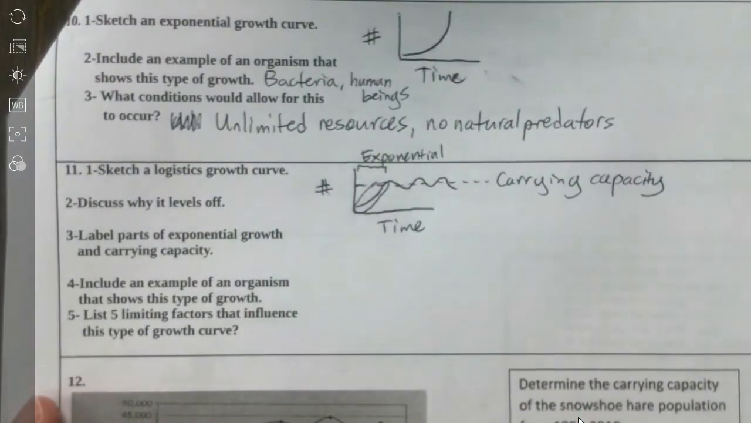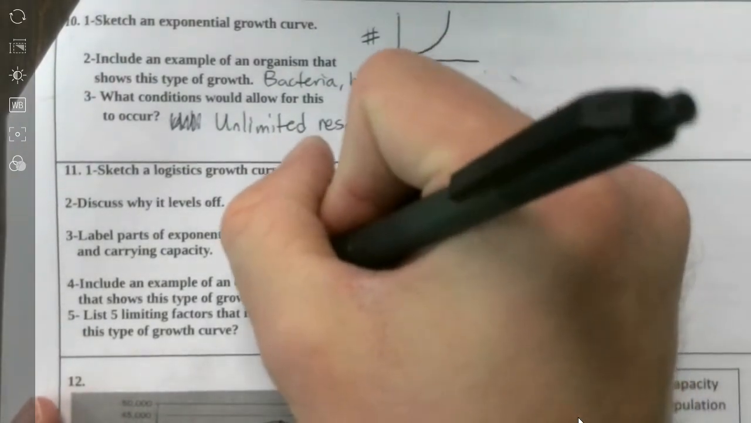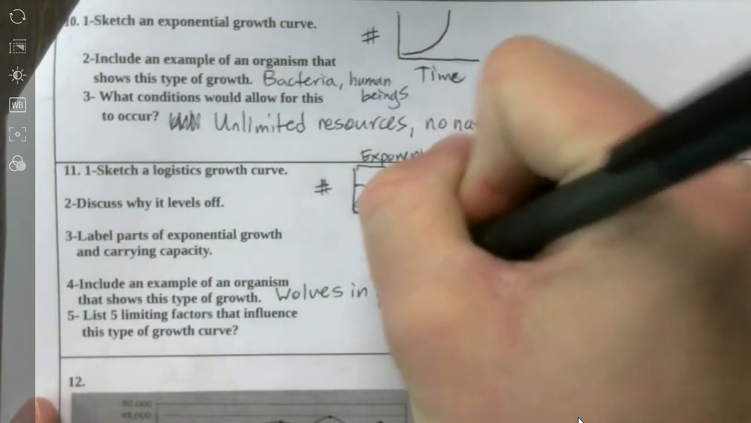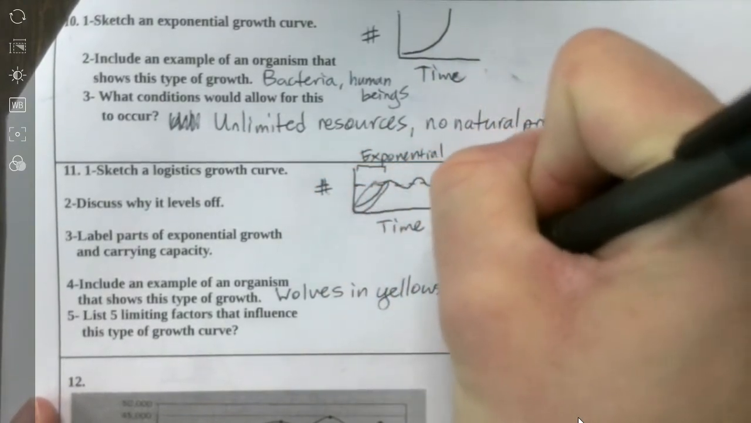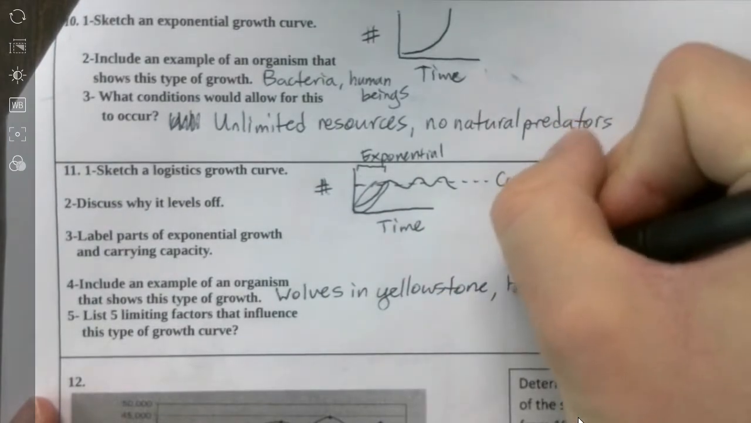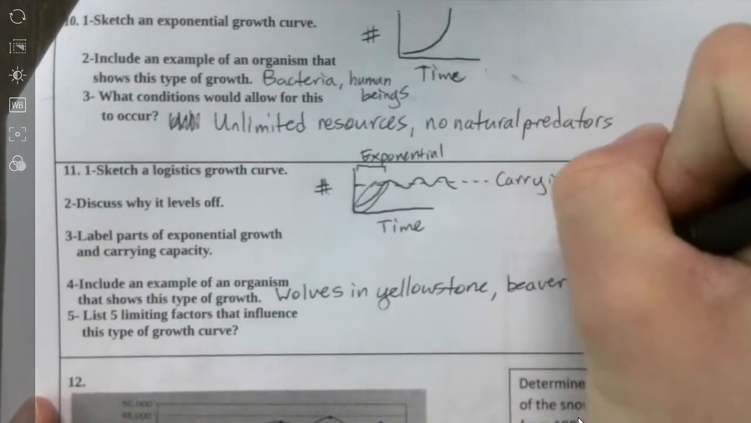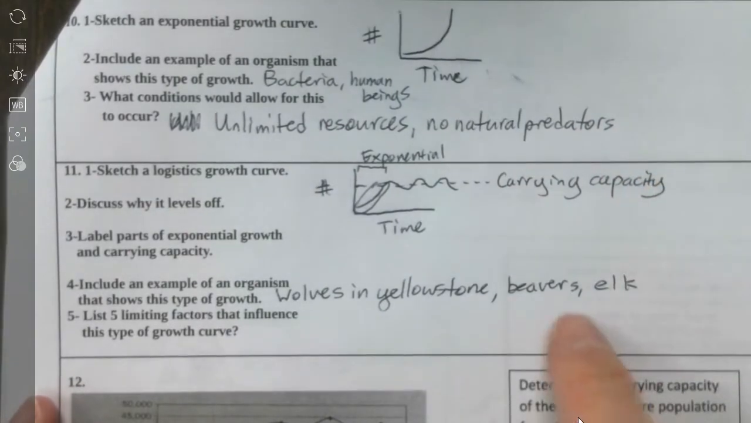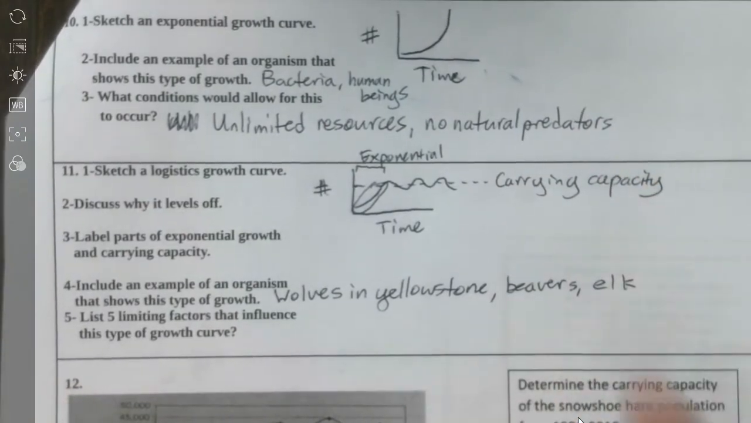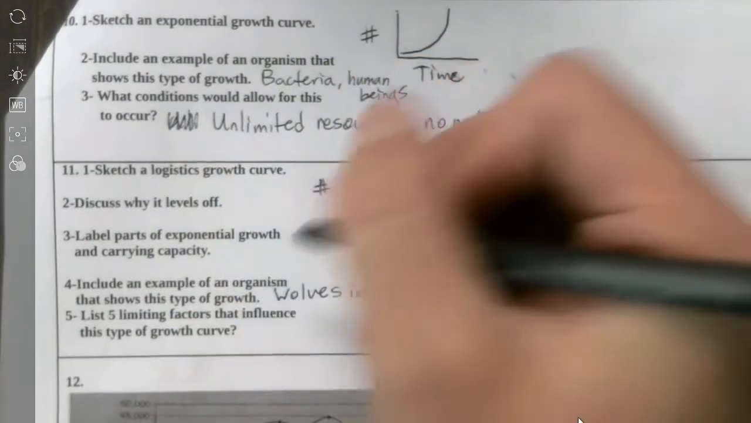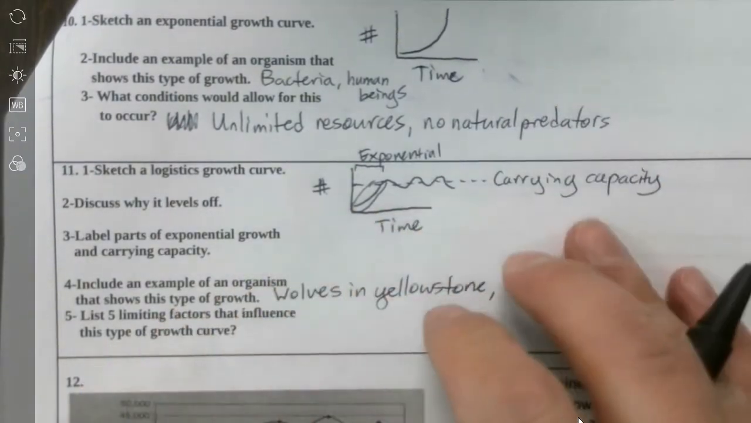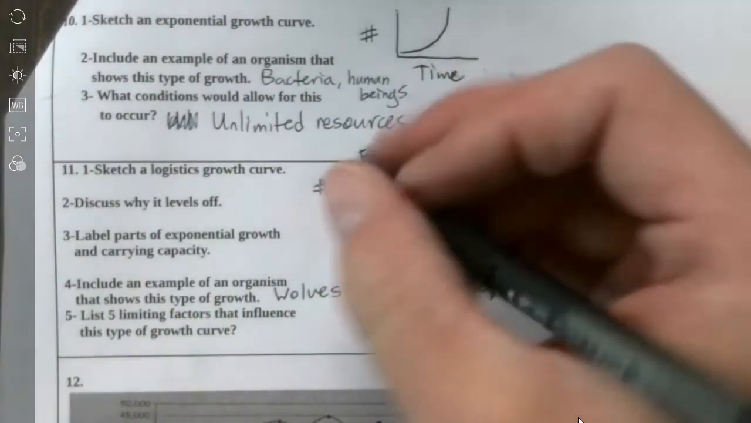So you could literally list just about any organism out there. The wolves in Yellowstone, beavers, who knows? You can have elk, whatever. All organisms that exist out in nature are going to be subject to limiting factors. So limiting factors are basically things that are going to create that carrying capacity, creating the maximum number of organisms that can survive in an area.